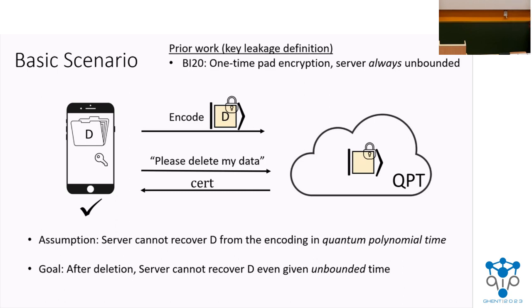So the first work to really define the notion of encryption with certified deletion was this work by Broadbent and Islam. And they studied specifically just this one-time pad encryption case, where throughout the entire experiment, the data is information theoretically or statistically independent of the adversary's view, right? And then this follow-up work, by Hiroka, Morimae, Nishimaki, and Yamakawa, studied this notion in the public key setting, where they actually gave the server an encryption of the data and modeled them as quantum polynomial time. But even after deletion, they were still quantum polynomial time.